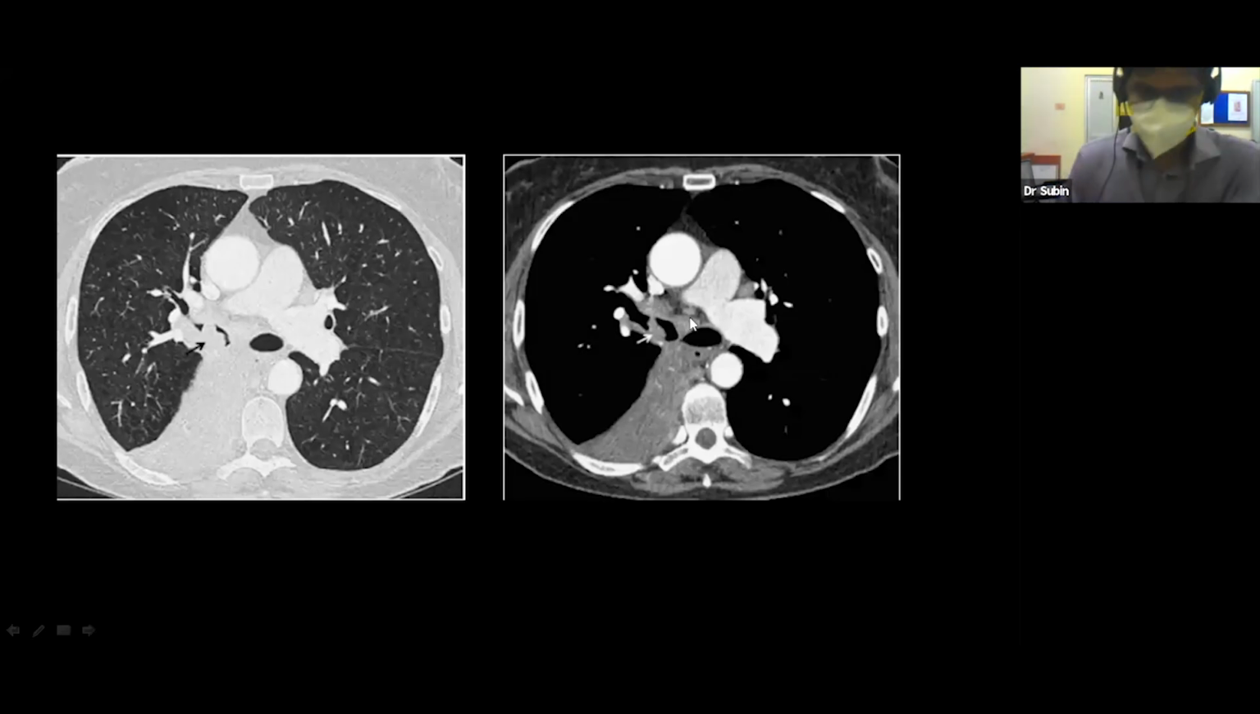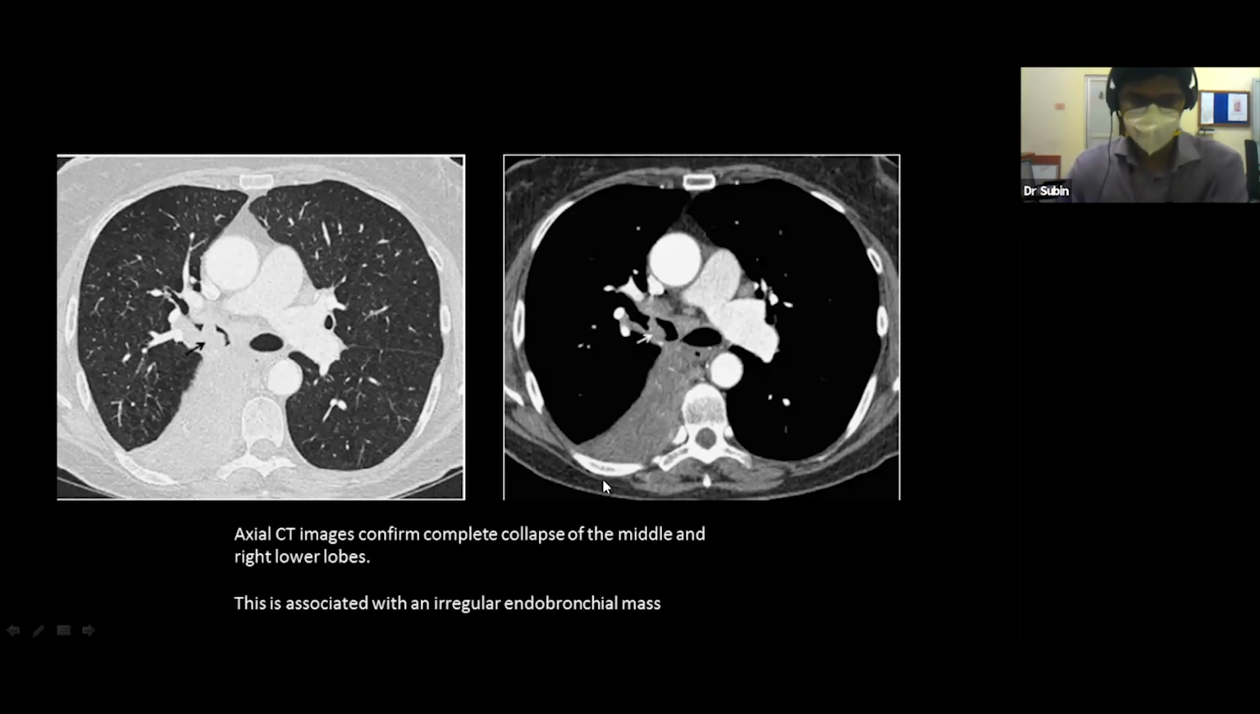So they did a CT on this patient. This is the collapsed lung which is seen on that side. This is part of the right lower lobe which is collapsed, and there is this endobronchial mass sitting inside, which has caused collapse of this lung. All right, that's all.